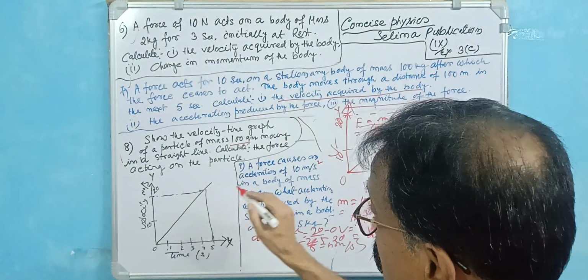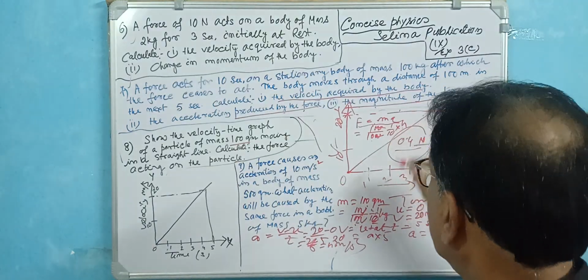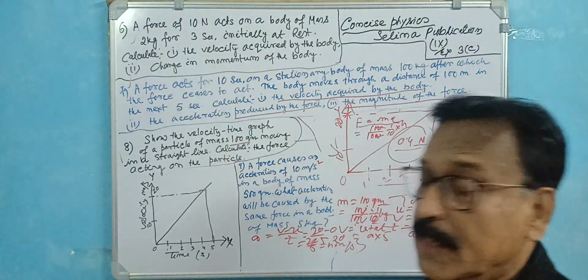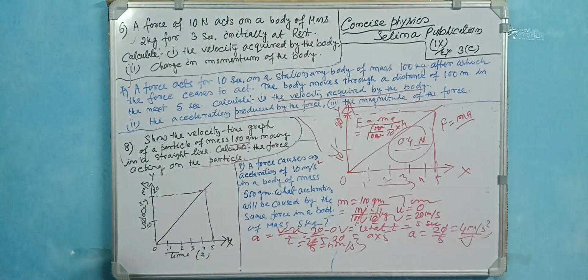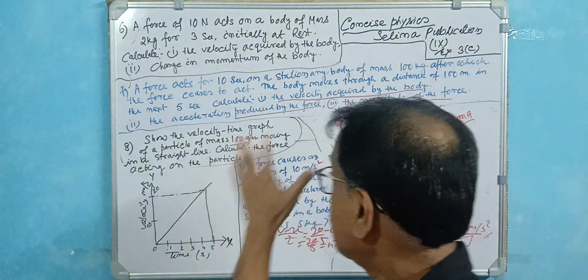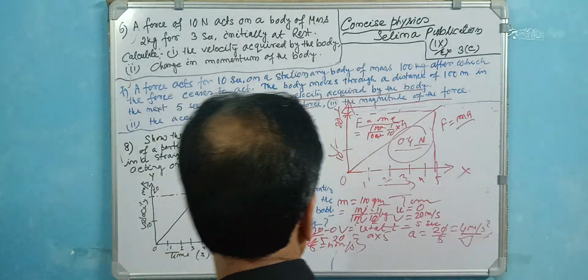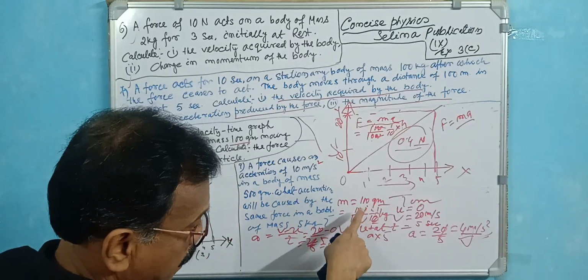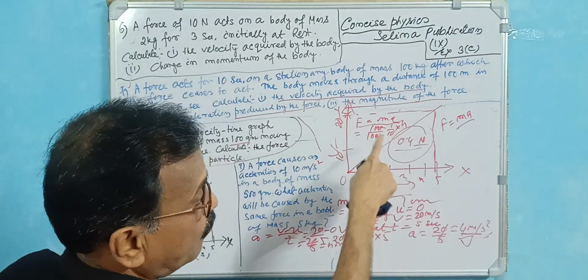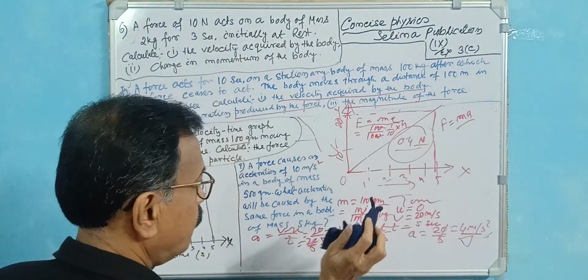So force acting on the particles is 0.4 Newton force is acting on it. It's clear to you? Clear? Very good. From the graph you calculate. Now the next sum. This is actually 100 by 1000. There is 1 by 10. 4 divided by 1 by 10. That means 0.4 Newton. Is clear? Okay.